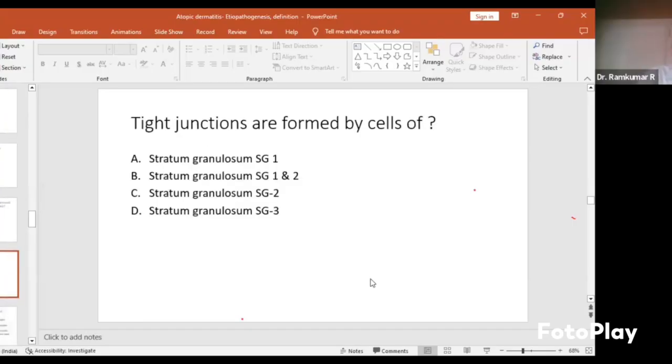Tight junctions are formed by cells of which layer of skin? Option A, stratum granulosum 1; B, stratum granulosum 1 and 2 together; C, stratum granulosum SG2; D, stratum granulosum SG3. Please choose the correct option.